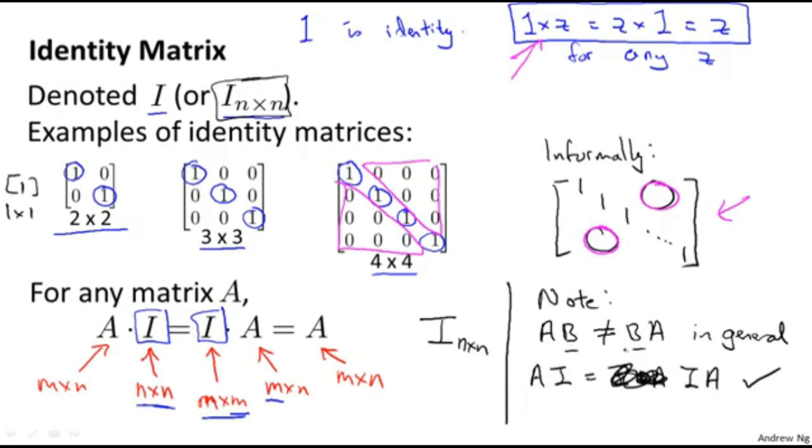So that's it for the properties of matrix multiplication and special matrices like the identity matrix I wanted to tell you about. In the next and final video on our linear algebra review, I'm going to quickly tell you about a couple of special matrix operations, and after that you will know everything you need to know about linear algebra.